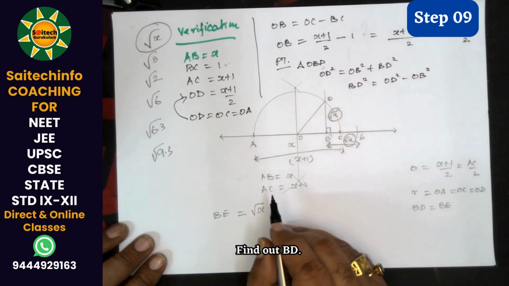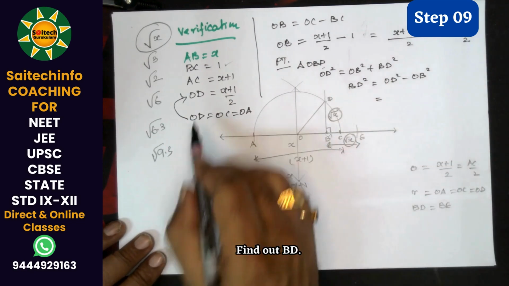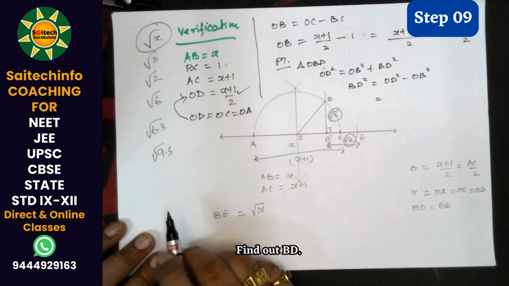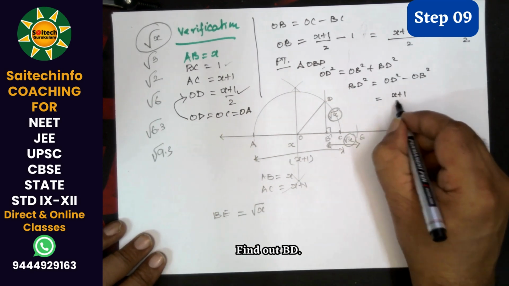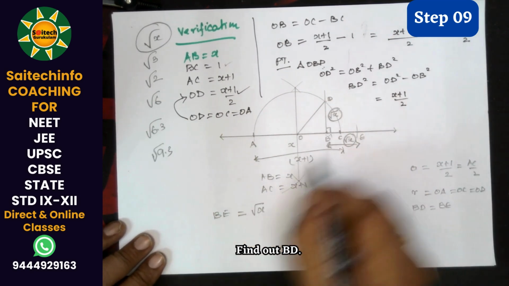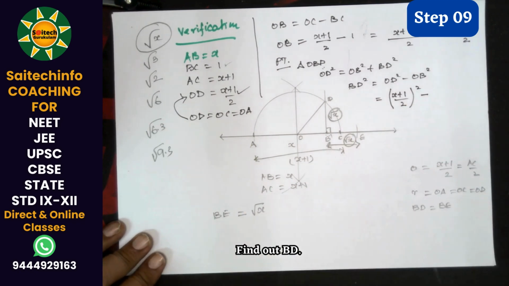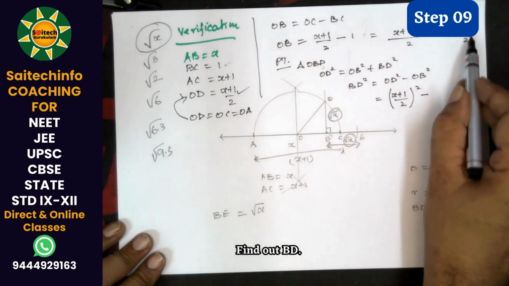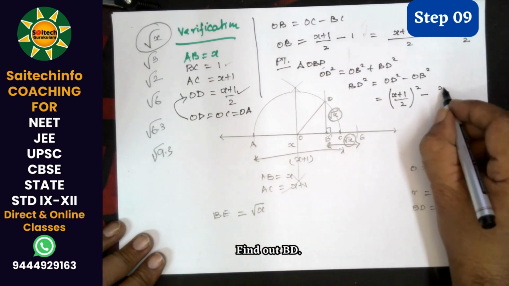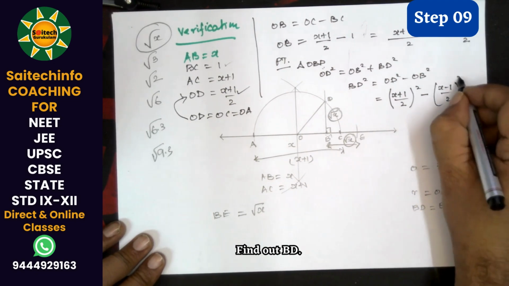Got it? So that is equal to, what is OD? OD is given here, X plus 1 divided by 2. So X plus 1 divided by 2 whole square. Don't forget, minus, what about OB? OB we have already derived. OB is equal to X minus 1 divided by 2. So you can take this X minus 1 divided by 2 whole square.